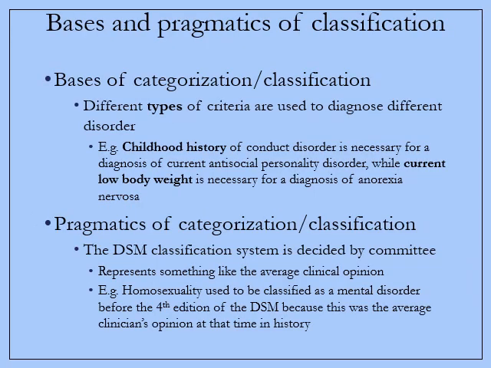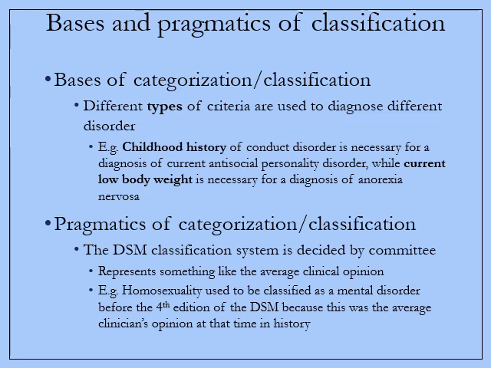Other considerations of classification systems are the bases and the pragmatics of that system. So different types of criteria are often used to diagnose different disorders. For example, if I want to make a diagnosis of antisocial personality disorder, I have to do an assessment of that person's behavioral functioning during childhood, because I need to establish that they had conduct disorder during their childhood in order to meet criteria for ASPD.